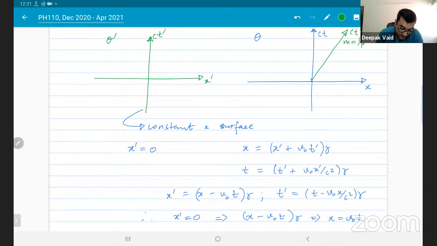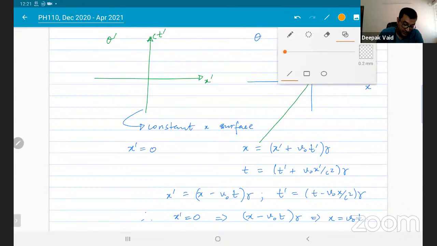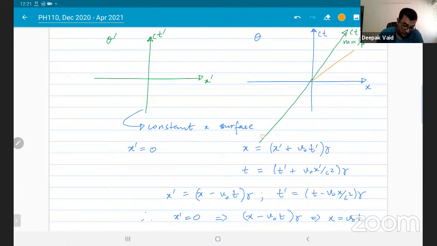Okay, so let me extend this back. Now let me draw the light axis, the 45-degree line. So this is the 45-degree line. Okay. Now I can ask the exact same question about the x-axis. What happens to this x-axis?